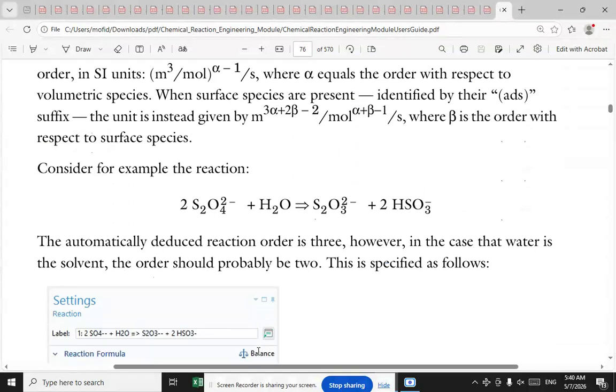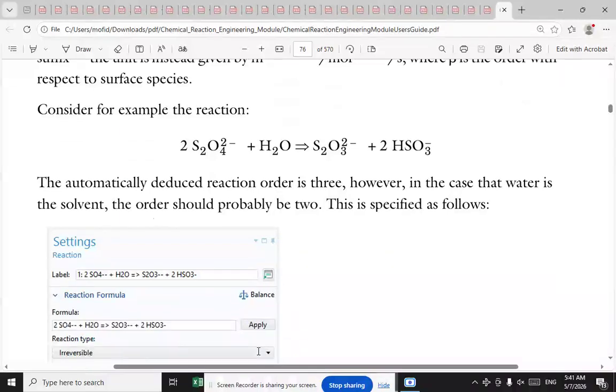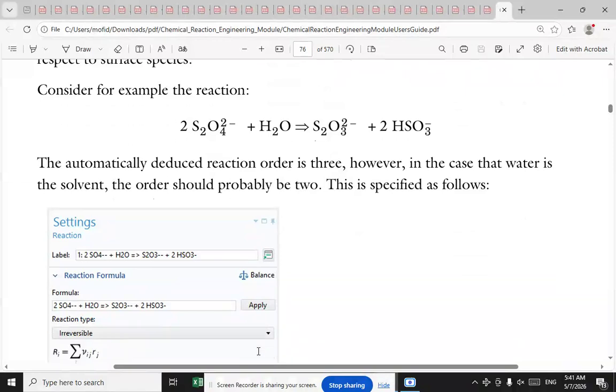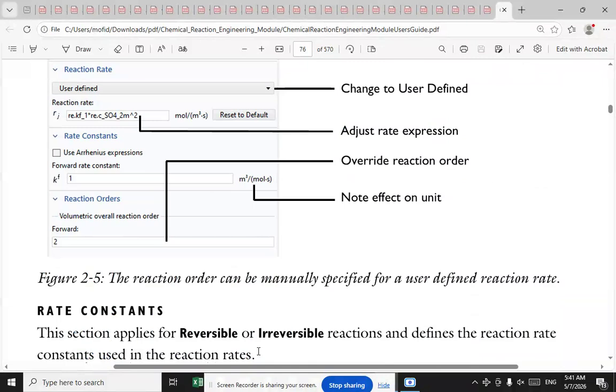For example, the reaction 2 H2O4 to the power of minus 2 plus H2O, given as 2 O3 to the power of minus 2 plus 2 HSO3 minus. Automatically, the used reaction order is 3. However, in the case that the water is solvent, the order should probably be 2. This is specified as follows. Figure 2-5 illustrates that the reaction order can be manually specified for a user-defined reaction rate.